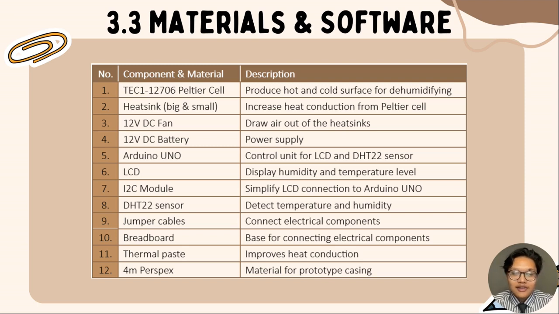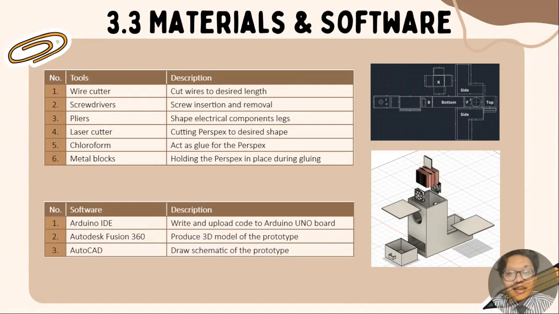Other than that, we selected perspex as the material for our prototype casing because it can withstand heat and moisture. Next are the tools and software. The perspex that we used was cut using a laser cutter machine, and the schematic drawing of the prototype for cutting the perspex was produced using AutoCAD software.